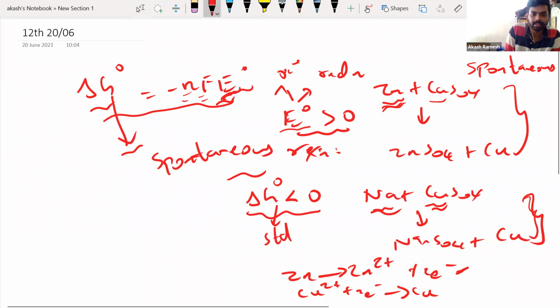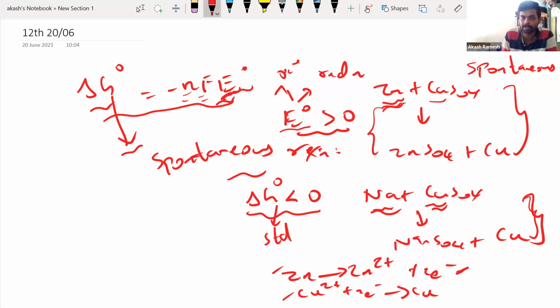Okay. Now tell me, guys, these individual reactions should be spontaneous. Only then the overall reaction would be spontaneous. Make sense? Correct. These two individual half reactions should be spontaneous. Only then the overall reaction will be spontaneous. So basically what I'm telling is this zinc becoming Zn2+ is oxidation, and this is a spontaneous reaction.